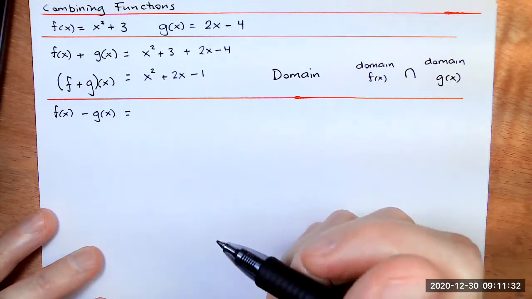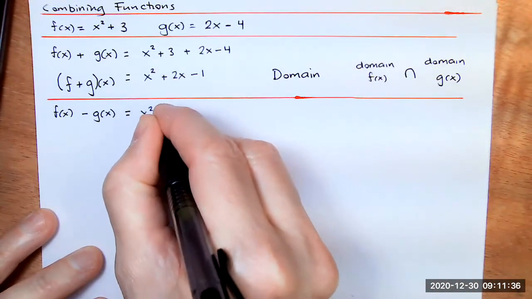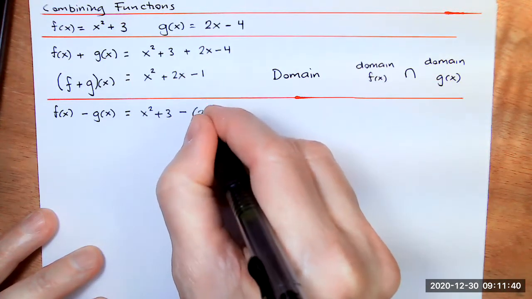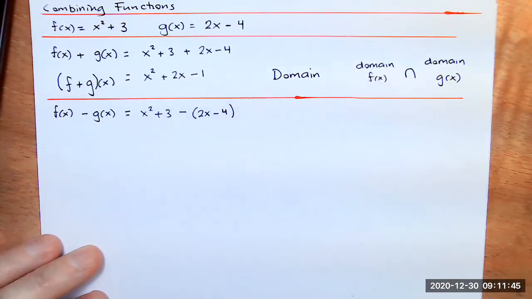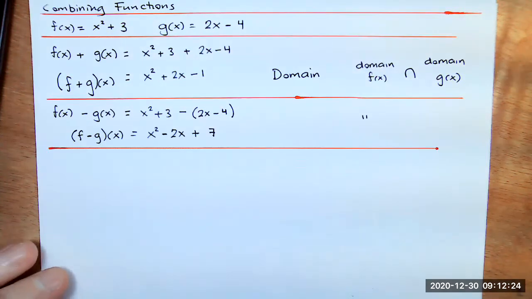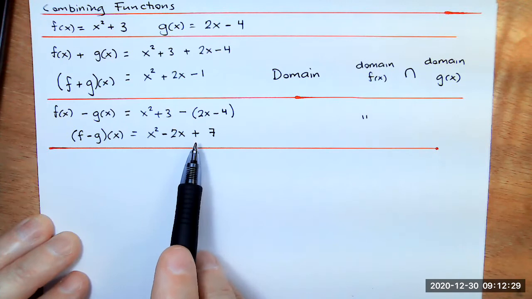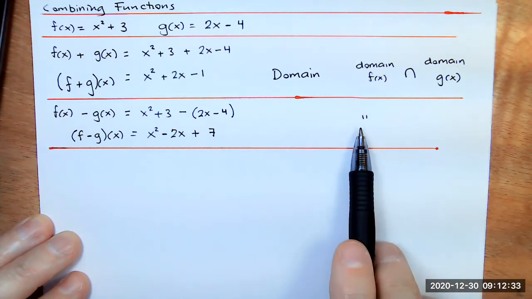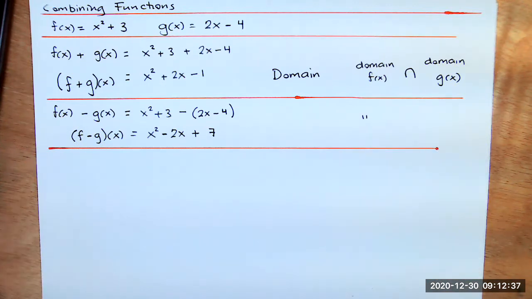So f of x minus g of x is just x squared plus 3 minus, don't forget to use parentheses because there's more than one term, so we just combine like terms. And again, the domain is the intersection of the domain of f and the domain of g. Let's try another.